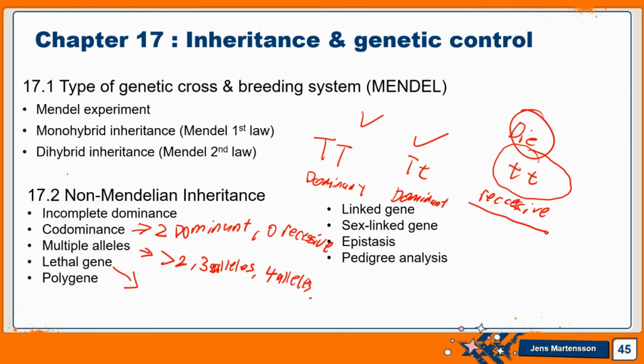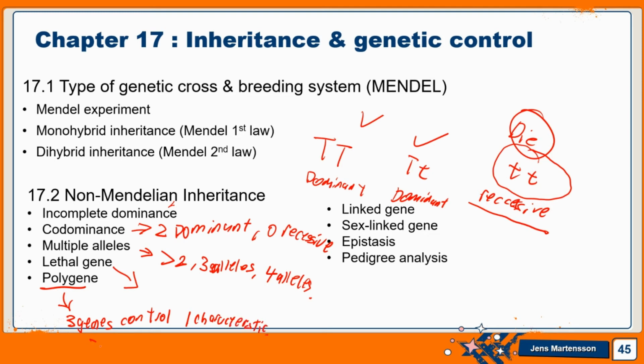Another is polygene. Polygene, what did Mendel say? Mendel said one gene controls one characteristic only. But actually most organisms are not like that, especially complex organisms like humans. Actually the height of a human is controlled by more than 1 gene, I think 3 genes. 3 genes control one characteristic.